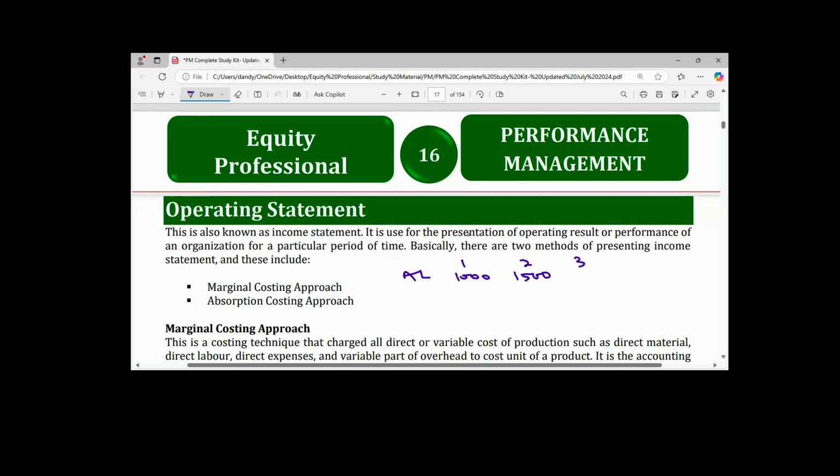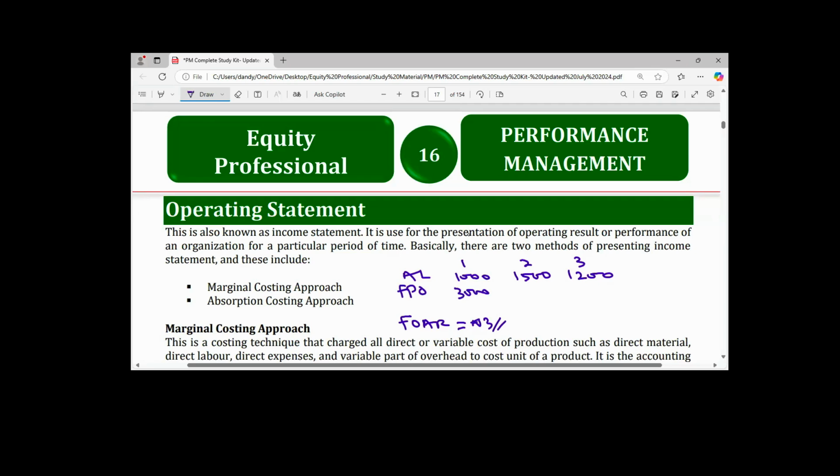Number of units in year 3 is 12. Say, for example, the fixed overhead absorption rate is equal to 3 naira. The fixed cost per unit is 3 naira. Therefore, if I want to determine my fixed production overhead, it is the actual units produced multiplied by the fixed overhead absorption rate. So 1,000 units multiplied by 3 naira will give us 3,000 naira.